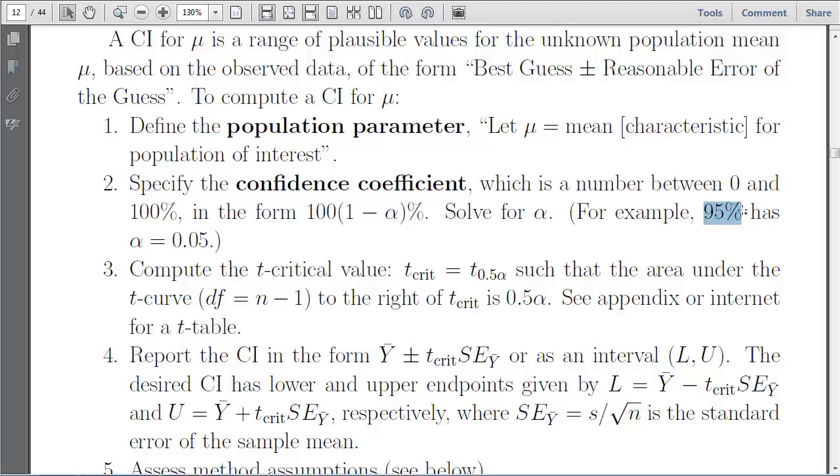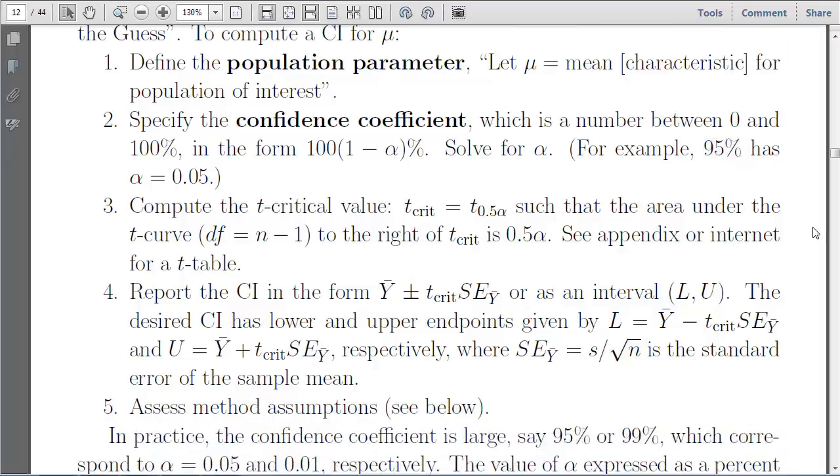If you're wrong about where the mean is, how disastrous is that for you? If it's really disastrous, increase this to 99%. You'll have a wider interval. If it's not so painful to get it wrong, then you can actually have less confidence. Okay. Compute a t-critical value.